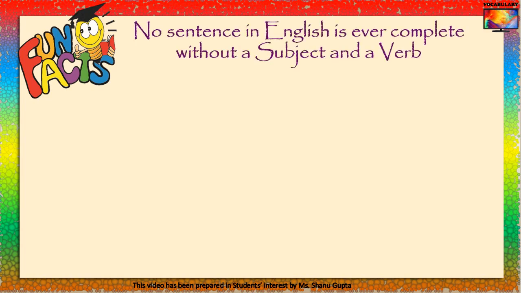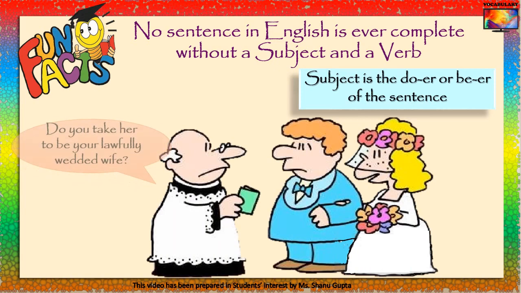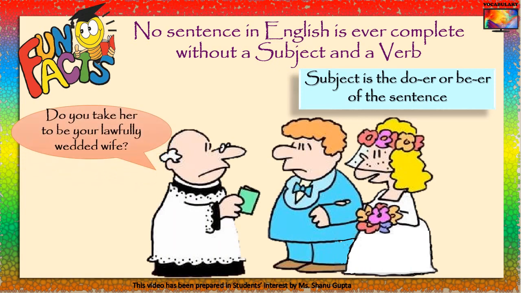Now, a fun fact. No sentence in English is ever complete without a subject and a verb. So even in the shortest of sentences, you expect at least 2 words, one for subject and the other for verb. The best example that comes to my mind for the shortest sentence is, let us suppose a priest is conducting a marriage ceremony and he asks the bridegroom, "Do you take her to be your lawfully wedded wife?" What does the bridegroom reply? Well, what else can he reply? He replies, "I do," the shortest sentence ever.